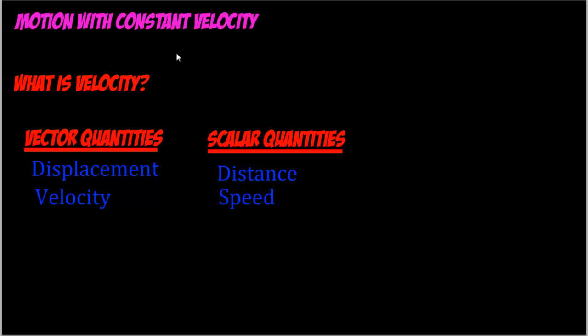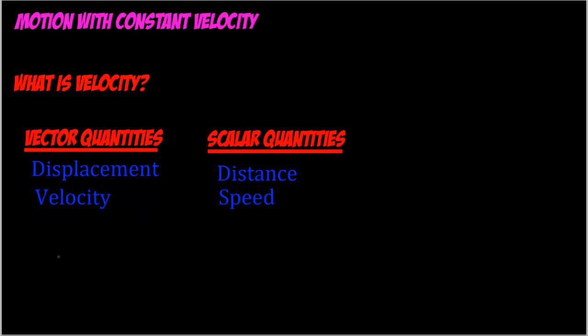But there's a difference between velocity and speed, and we can understand that when we know what vector quantities and scalar quantities are. So what's the difference between vector and scalar quantities, and why are velocity and speed different? Well, the difference lies in what each value represents. Velocity is going to represent a magnitude and a direction.